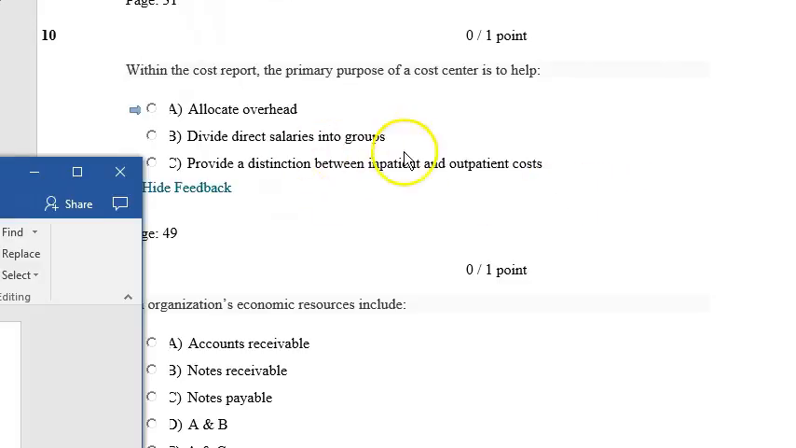Divide direct salaries into groups. That doesn't make sense. Provide a distinction between inpatient and outpatient costs. That doesn't make any sense, though you could have a cost center that strictly deals with outpatients, but you could have a cost center that deals with both. So that's kind of not true in all cases. The most correct answer is to really allocate costs to the correct activities associated with that particular function, I guess. And you can find more on cost centers on page 49.